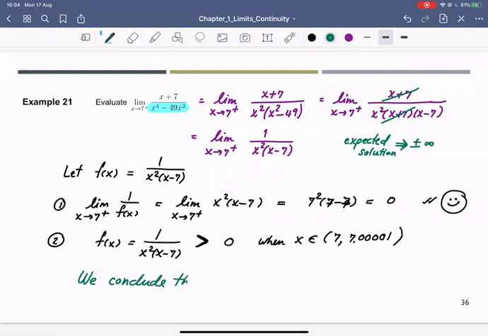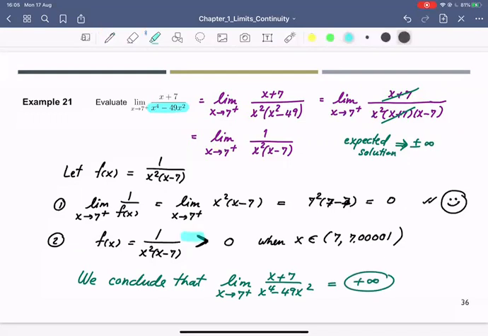So we conclude that the limit of the given problem here is plus infinity. Whether it is plus or minus infinity depends on the thing I highlighted in light blue. If this sign is less than, you answer negative infinity. If the sign is greater than, you answer plus infinity. Does it make sense? You have to show your work like this, with 2 conditions.